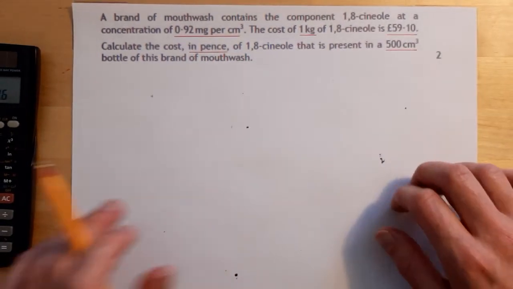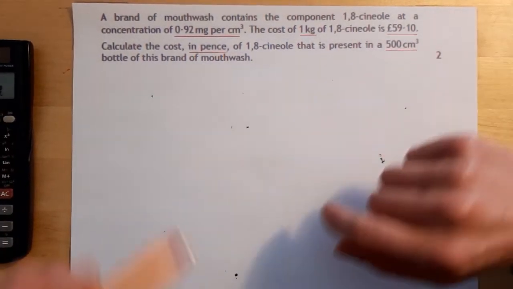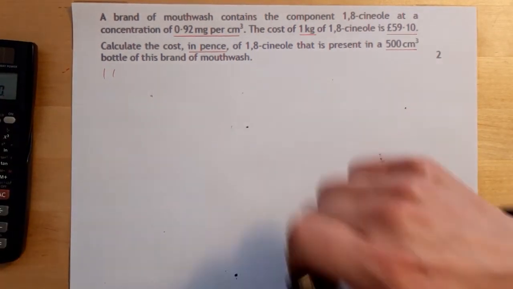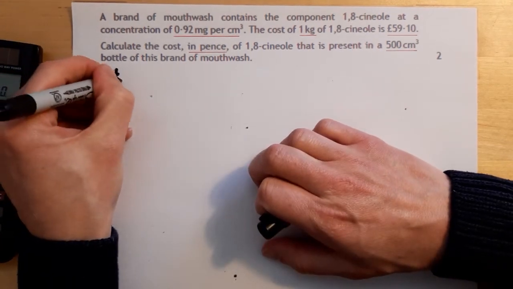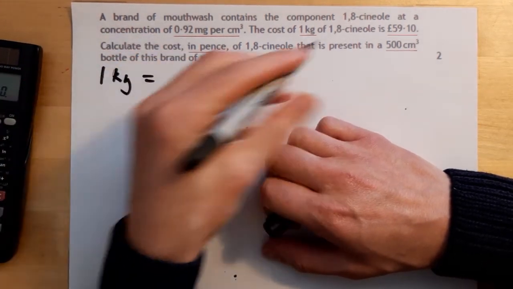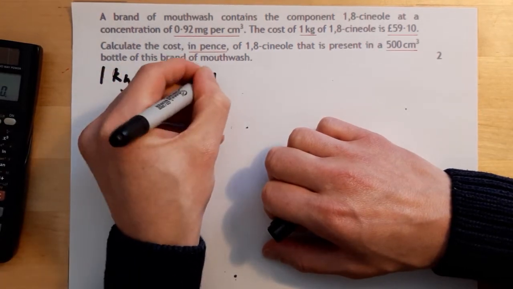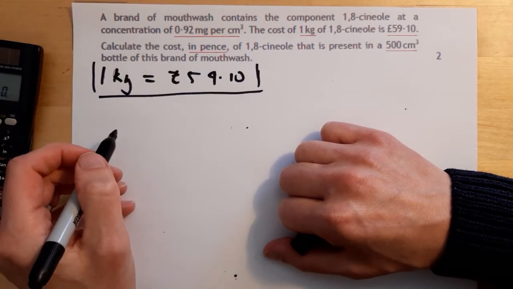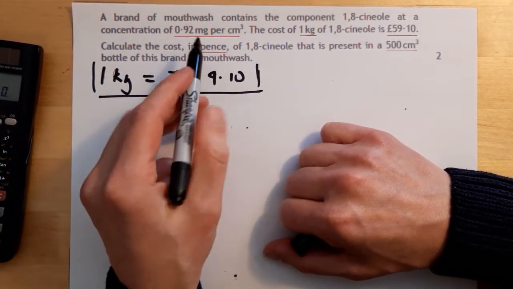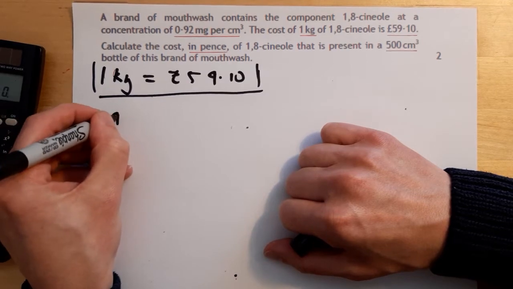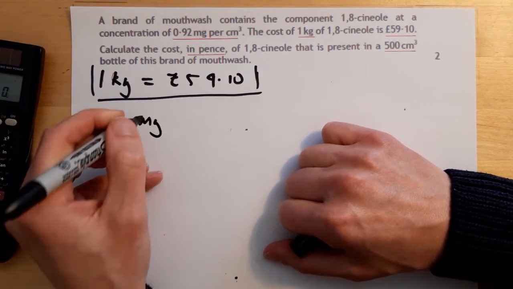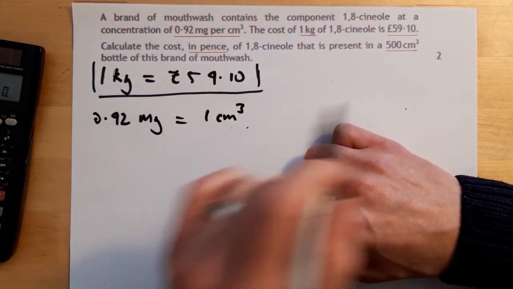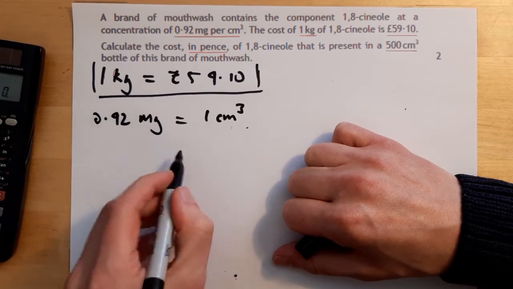Okay, so I think, from memory, this one is a little bit trickier. So let's just write out the information that we have. We know that 1 kilogram equals £59.10. Okay, we can park that for now. I don't think we're going to use that just yet. What else do we know? We know that 0.92 milligrams is in every centimeters cubed. We need to know what it is in 500 centimeters cubed.